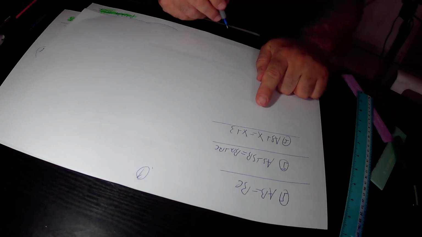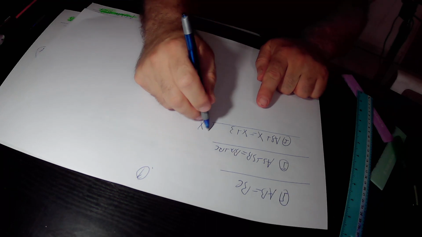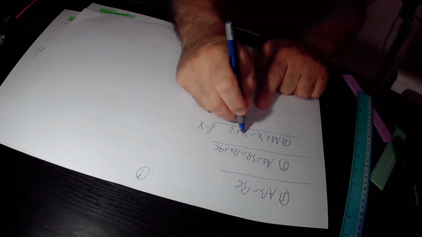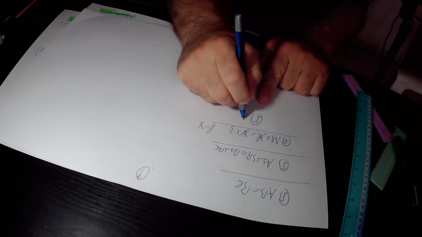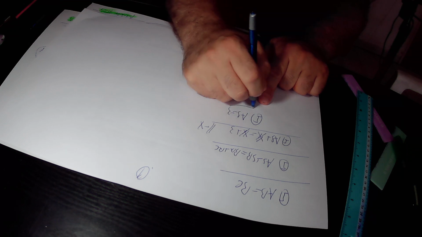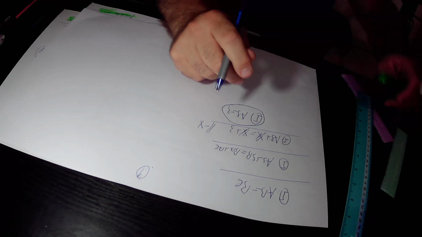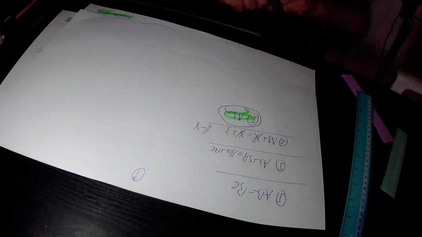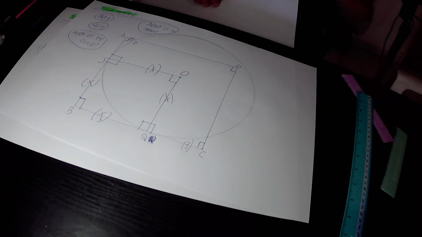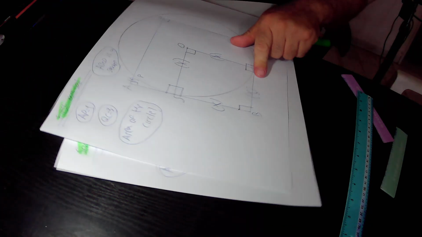Here we subtract X from equation 1, so X will get cancelled. And we found out that AS equals 3 units in length. So we found out that this segment AS is equal to 3 units in length.